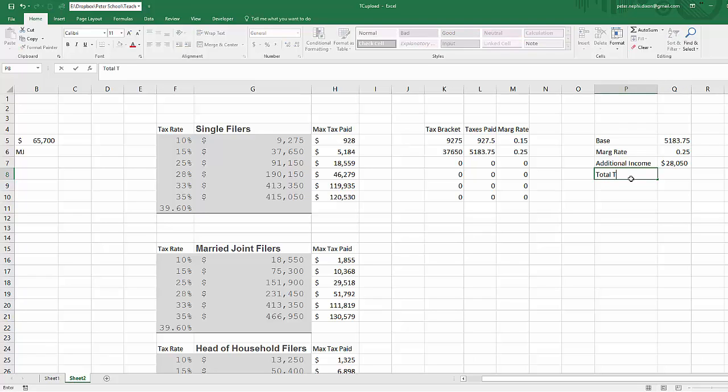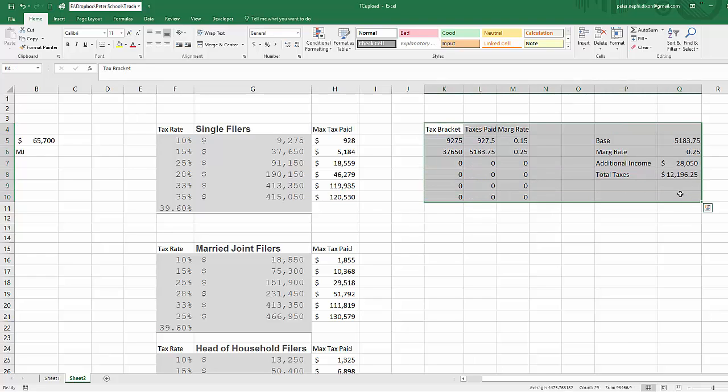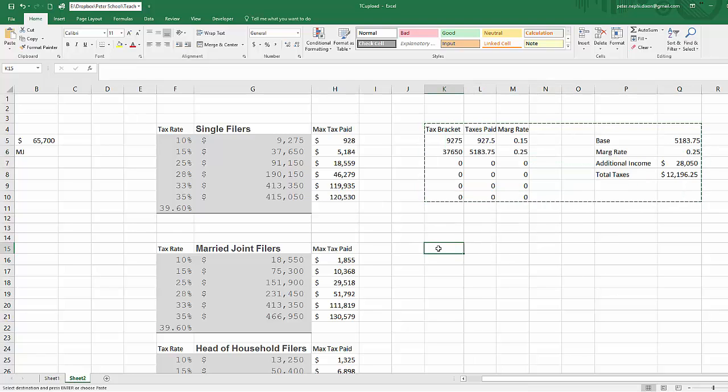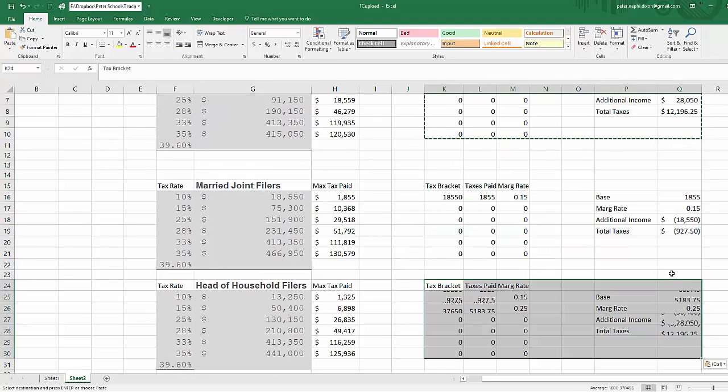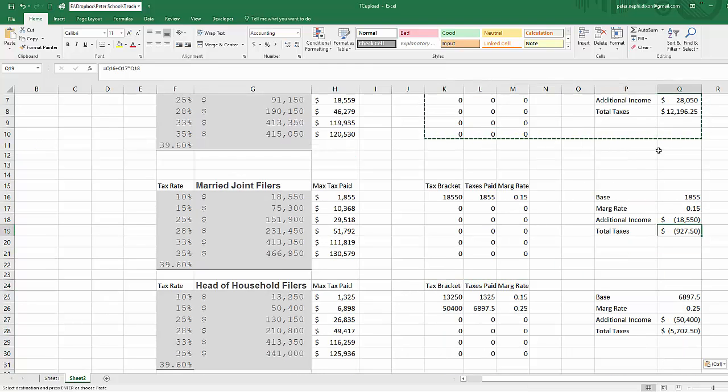So our total taxes are going to end up equaling this base plus our marginal rate multiplied by the additional income that needs to be multiplied by that tax rate. So that's going to be our total taxes if we were filing single. Now, one thing that's kind of nice is we can just highlight this whole thing, and if we make sure that we line it up in the same way with each of these other two, we can just copy and paste it, and it will give us our taxes for each of these other two.